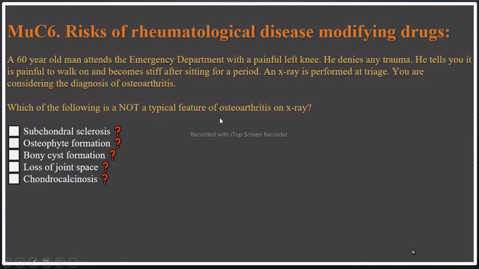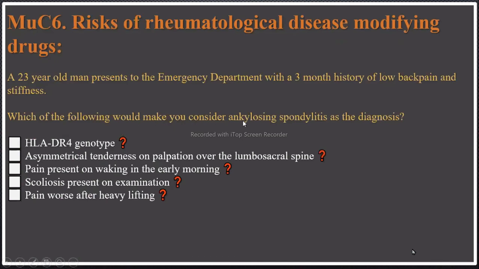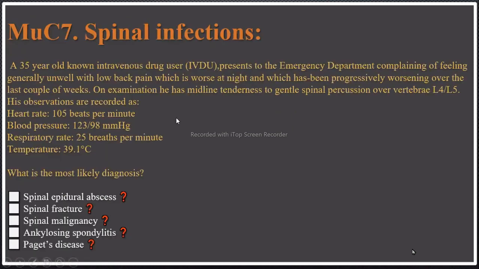Which is not a typical feature of osteoarthritis? Option E, chondrocalcinosis. Okay. Ankylosing spondylitis: asymmetric tenderness, option 3. Pain present on waking in the morning.